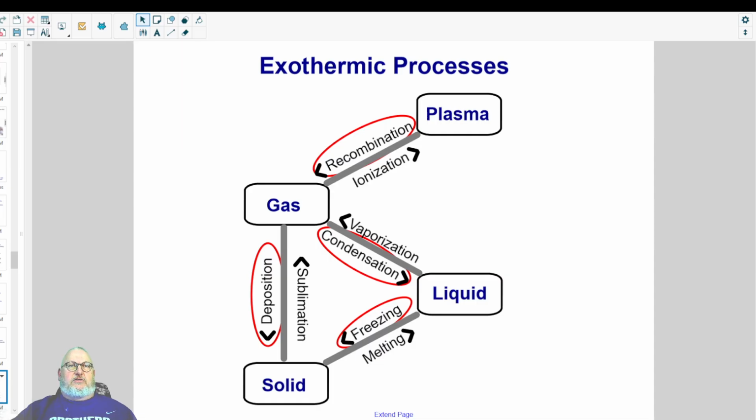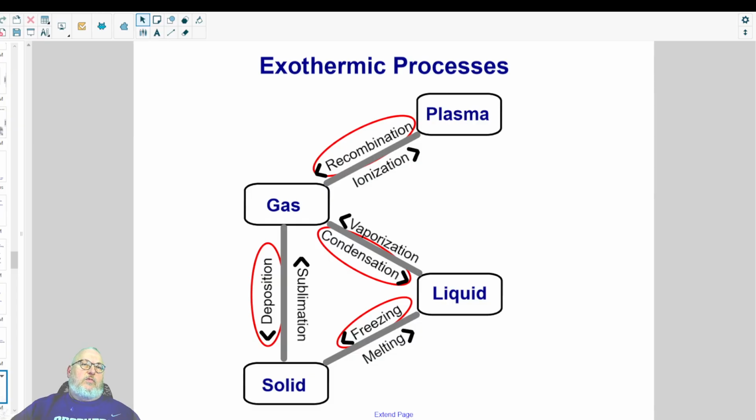So this is a nice little chart. You may want to draw this out, but I'll probably print this for you guys. When we go from a solid to a gas, we sublime. We go from a gas to a solid, then that's deposition.